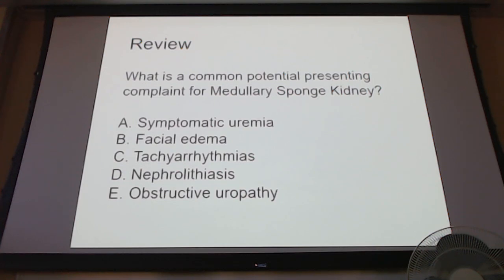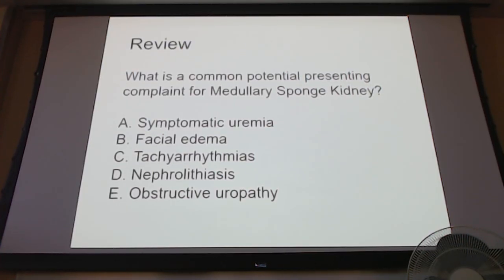Medullary sponge kidney is usually asymptomatic, right? Usually asymptomatic, usually doesn't have any untoward effect on renal function. So how does somebody find out they've got medullary sponge kidney? D. They get a stone. Medullary sponge kidney is at increased risk of forming kidney stones. And none of the other things.